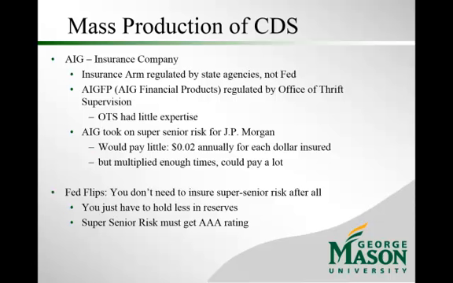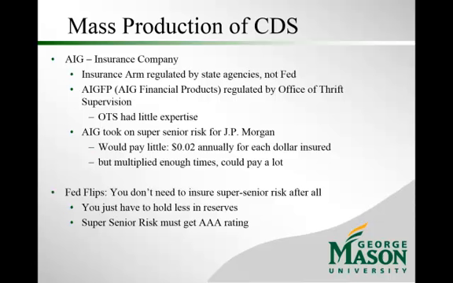And AIG says, okay, well, I'll insure you. I'll insure that $9 billion. Well, that's super senior risk. It's extremely unlikely that the asteroid's going to hit the Earth and that they're going to have more than $700 million in losses in their corporate loan portfolio. But AIG says, for as much as 2 cents on the dollar, we'll insure that $9 billion. Well, 2 cents times $9 billion is still a lot of money.